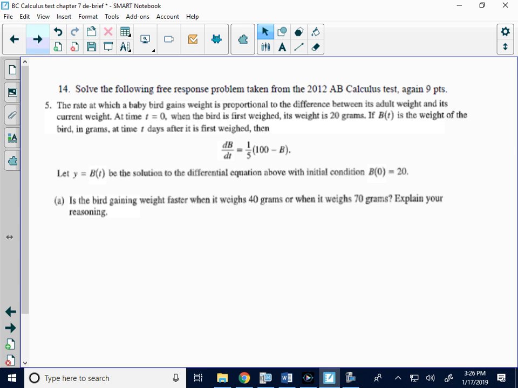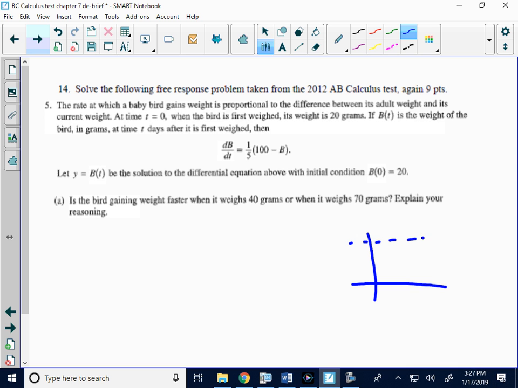The rate at which a baby bird gains weight is proportional to the difference between its adult weight and its current weight. Now notice this is not logistic. Technically, it's not exponential either. It's more akin to the heat equation, where this is like the room temperature, and you put something here, and it goes like that. But we don't have to do that. We just have to answer some questions.